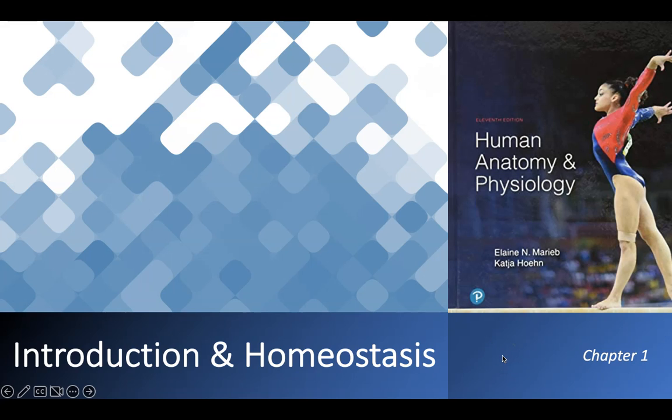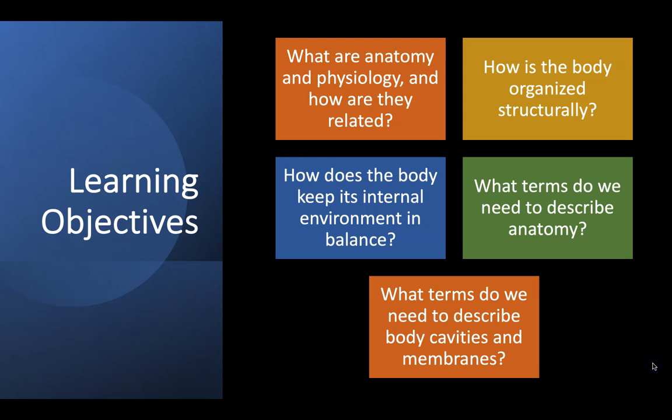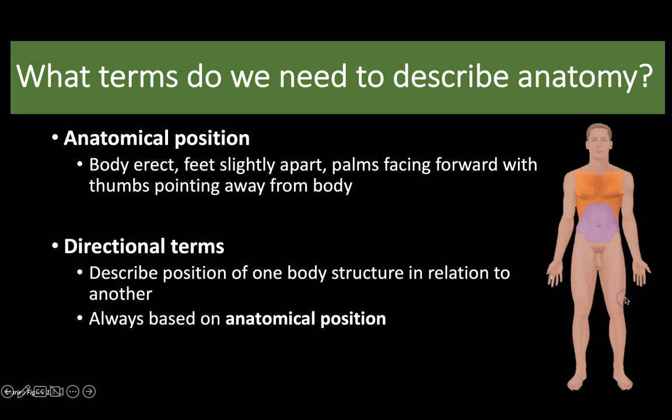The material found in this video can be located in Chapter 1 of Human Anatomy and Physiology, 11th edition. In particular, I am going to talk about what terms are needed to describe anatomy. So, two basic types of term here. We've got anatomical position and directional terms.